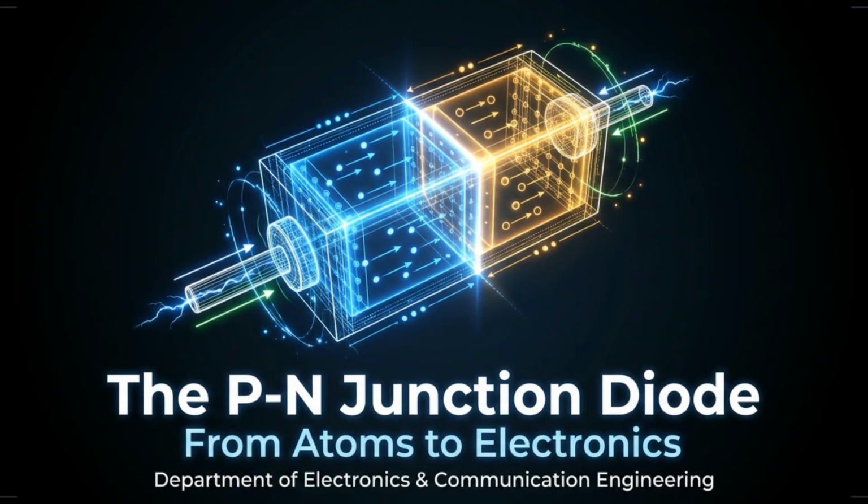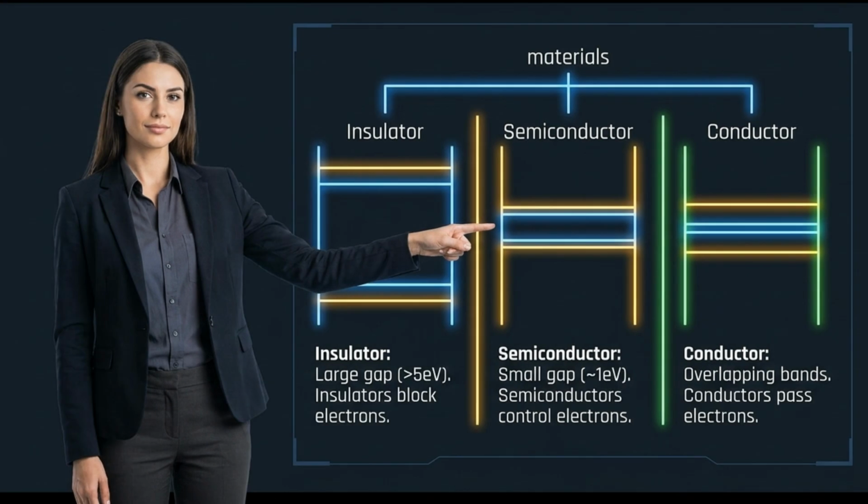Welcome to this video on the P-N Junction Diode, exploring its journey from basic atomic structure to advanced electronic applications. Materials are categorized by their energy gaps. Insulators have large gaps, blocking electrons. Conductors have overlapping bands, allowing electrons to pass easily. Semiconductors have a small gap, enabling controlled electron flow.